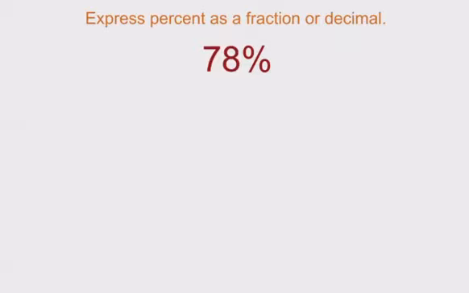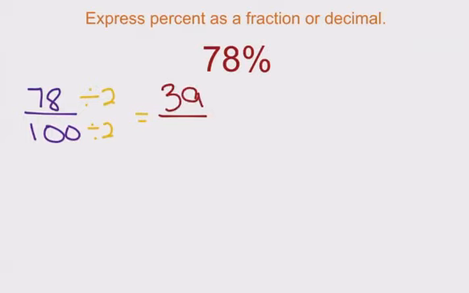Here's another example. 78% as a fraction, we'd have to write it as 78 over 100, since percents are always out of 100. And then we want to reduce, and in these, since they're both even, we can divide by 2. 78 divided by 2 would be 39, and 100 divided by 2 is 50. So the reduced fraction of 78% would be 39 over 50.